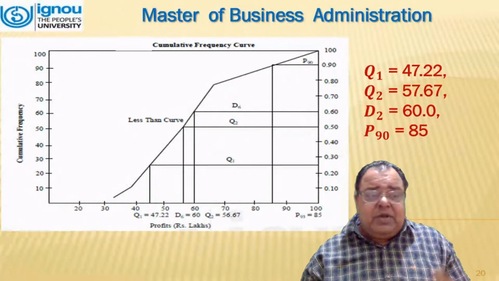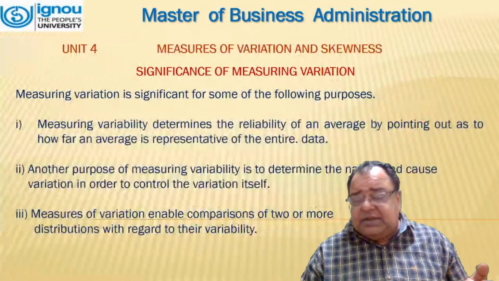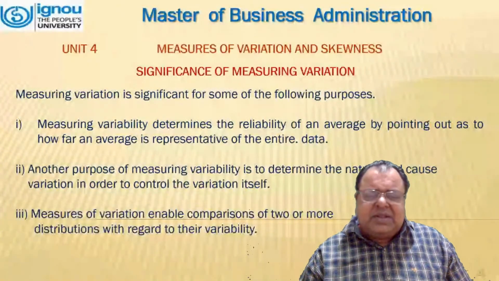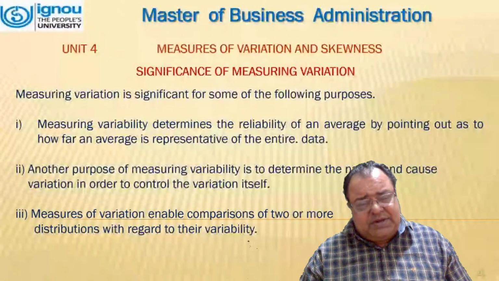Now we move to unit 4, that is measures of variation and skewness. What is the significance of measuring variation?